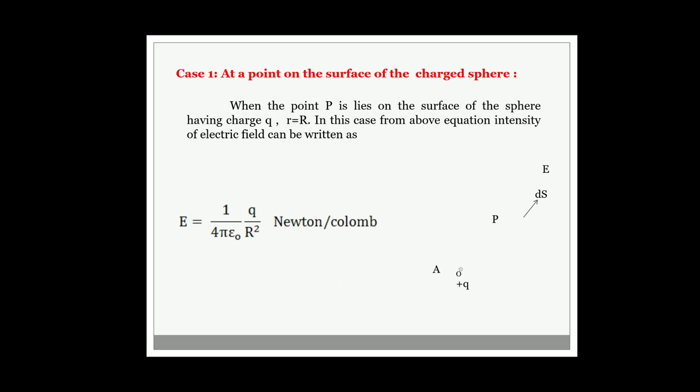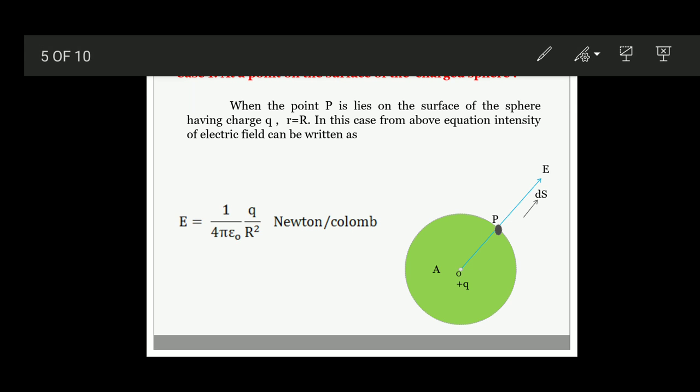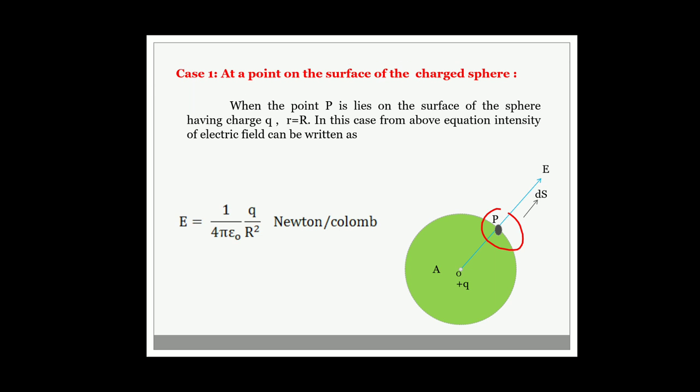Now how can we calculate the intensity of electric field at a point on the surface of the charged sphere? So this is the charged sphere having radius R and distributed a charge of plus q. So P is just on the surface of the charged sphere. So this is the point on the surface of the charged sphere. In this case, we know small r is equal to capital R. Capital R is the radius of the charged sphere.